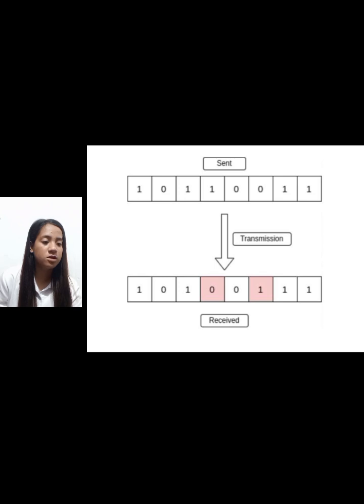Error detecting codes are techniques used in data transmission to identify and detect errors introduced during the process of communication or storage. These codes help ensure data integrity and reliability by checking whether the received data match the sent data. If discrepancies are detected, the errors can either be corrected or the receiver can request retransmission.